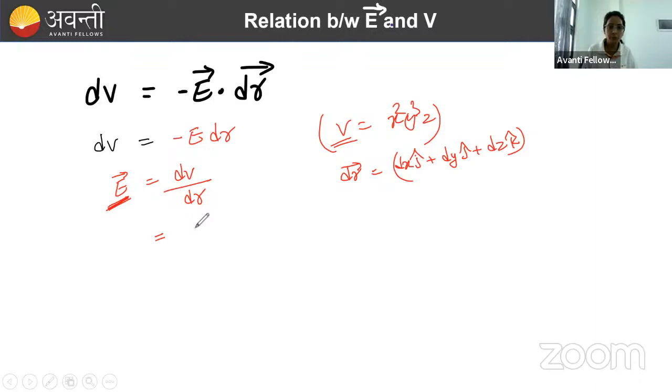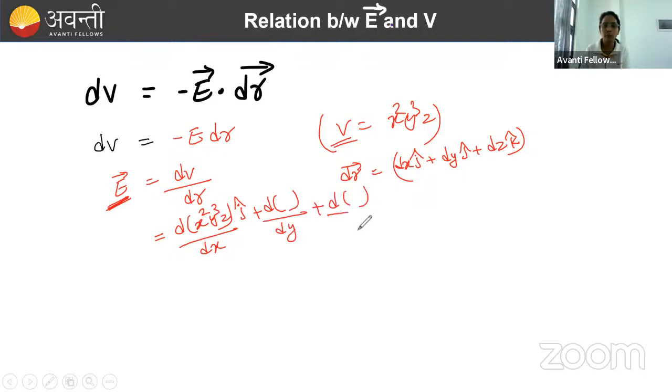So what you will do here, you will write V, whatever it is given: x square y cube z. First you will differentiate with respect to x. This will become i cap plus d, again the value of V you will put, dy j cap, plus again the value of V you will put, dz k cap. That is, when you are differentiating it with respect to x, you will consider y cube z as constant. So y cube z will come out, and the differentiation of x square will be 2x.